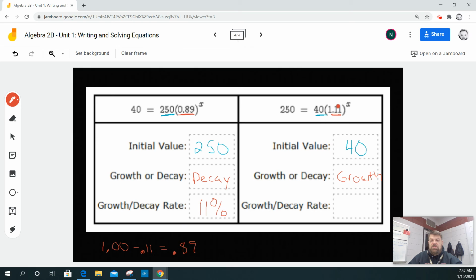Now over here, this one's a little easier. I start with 1. Something's got to go here, and it's got to add up to 1.11. So again, in order to do that, I've got to add 0.11, which is the same as 11%.